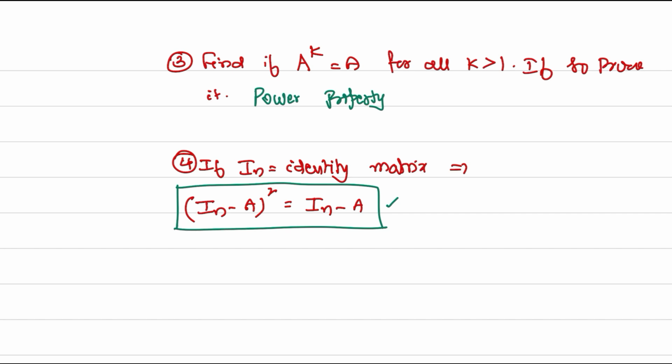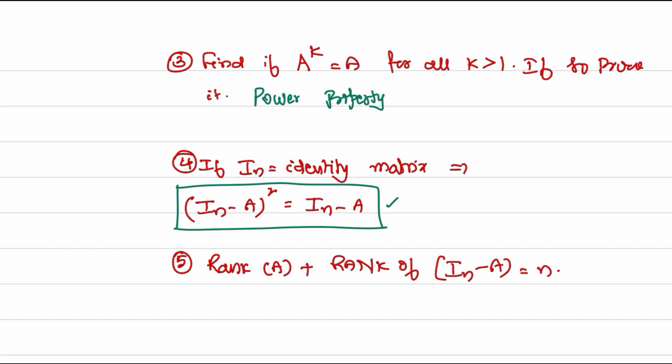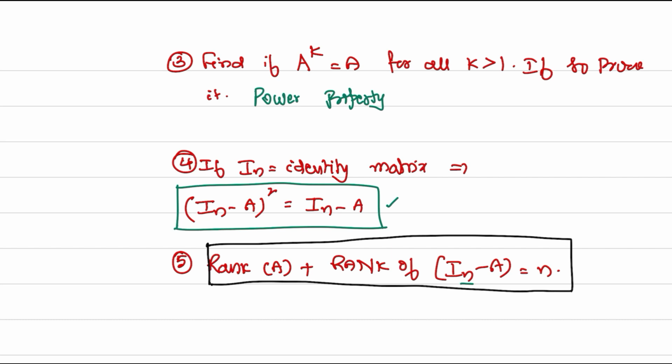Then another thing, rank of A plus rank of IN minus A is equal to N corresponding to IN. Prove this also. If you have any difficulty in proving these theorems, please put it in the comment section. I will give the solution to you.